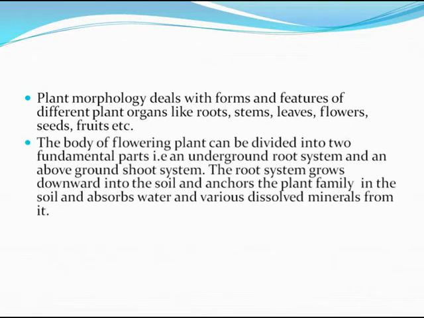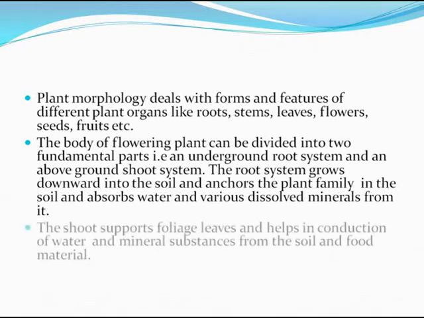The body of a flowering plant can be divided into two fundamental parts, that is, an underground root system and an above ground shoot system. The root system grows downward into the soil, anchors the plant firmly in the soil, and absorbs water and various dissolved minerals from it. The shoot supports foliage leaves and helps in conduction of water and mineral substances from the soil and food material.